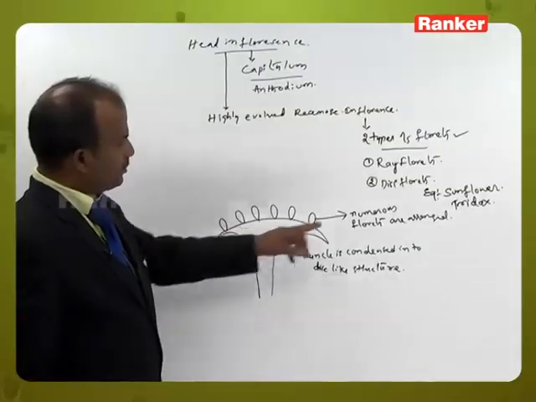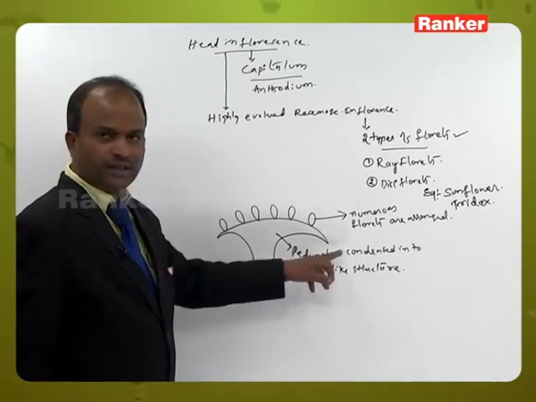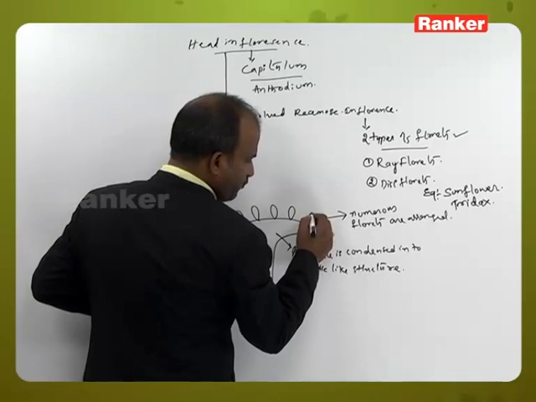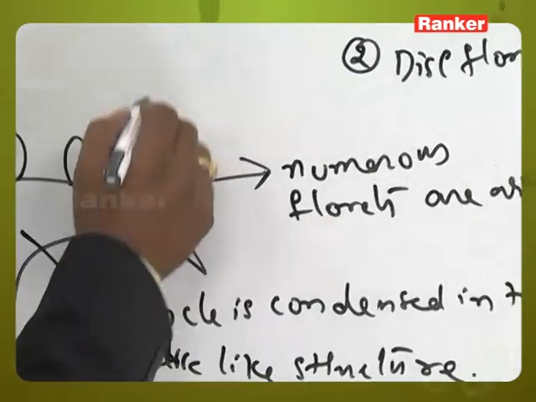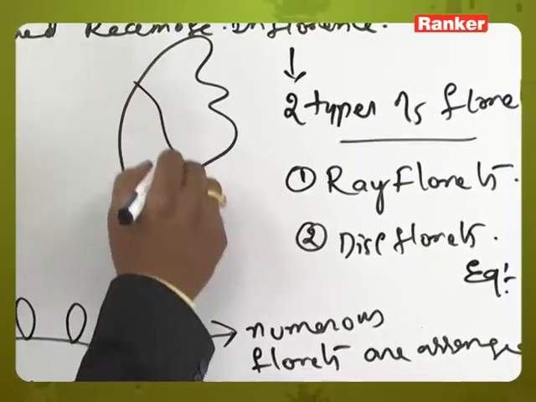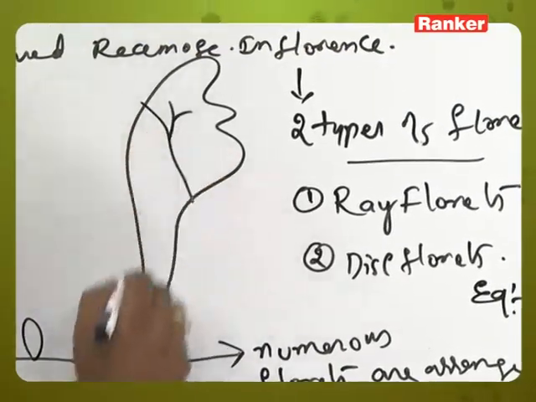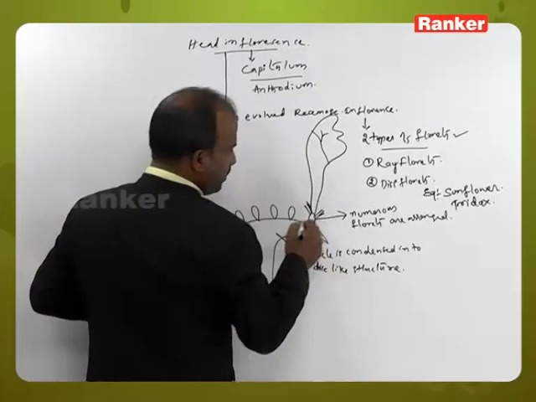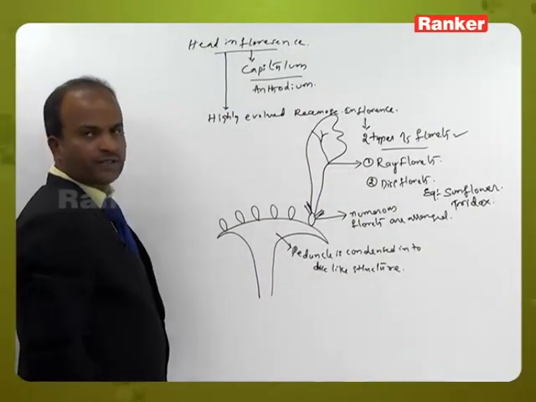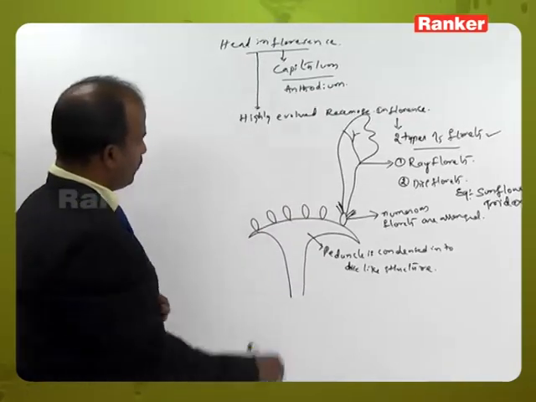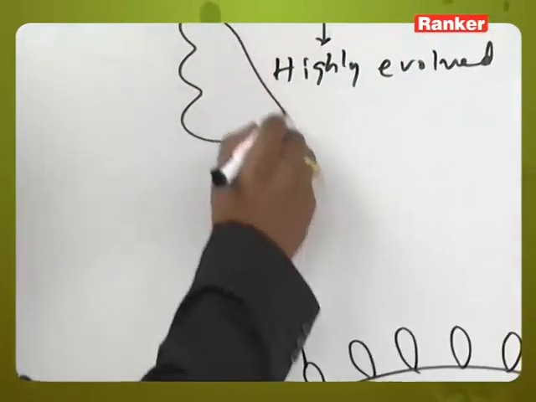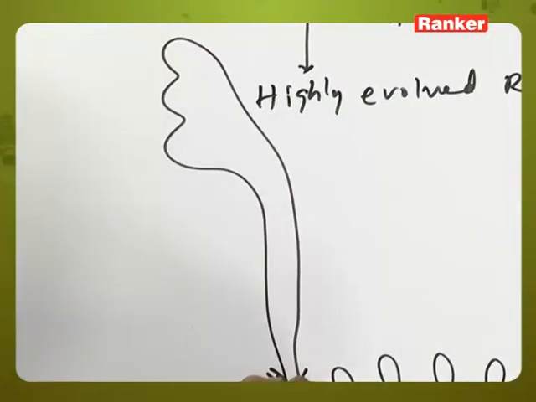What happens is, numerous florets are arranged on this condensed disc-like peduncle. On this are the peripheral florets. Peripheral florets are the ray florets. Peripheral florets are also called ray florets. Here also we have to draw ray florets.